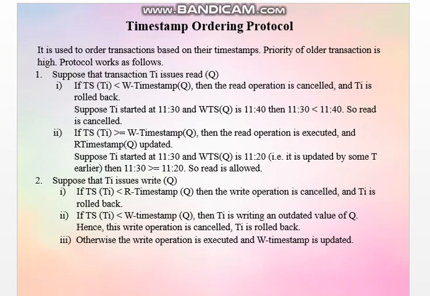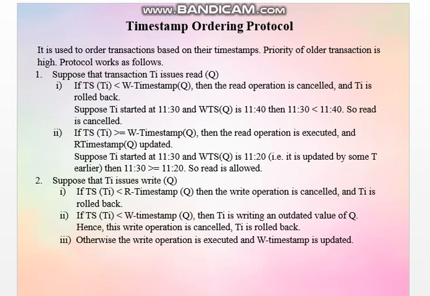Let's consider writing. If we have a transaction Ti which wants to write the data item Q, if TS of Ti is less than the read timestamp of Q, then the write operation is cancelled and Ti is rolled back. So in this case, TS of Ti means a transaction. Let's consider we have transaction T1 which has a timestamp of, let's say, 11:30, and the read timestamp is like 11:40.